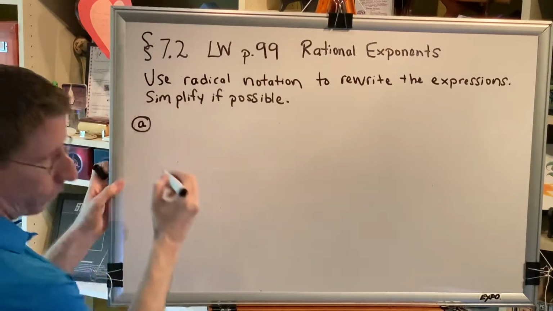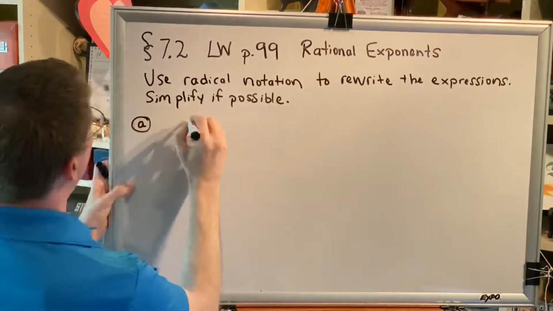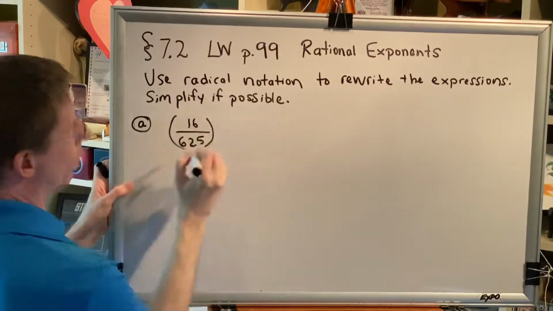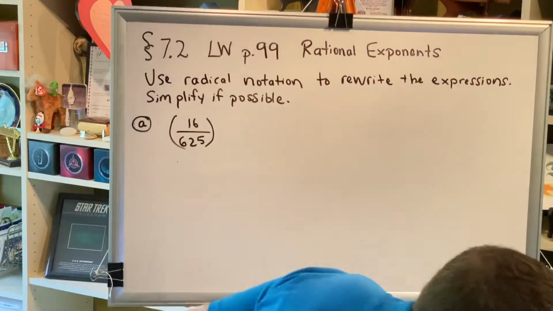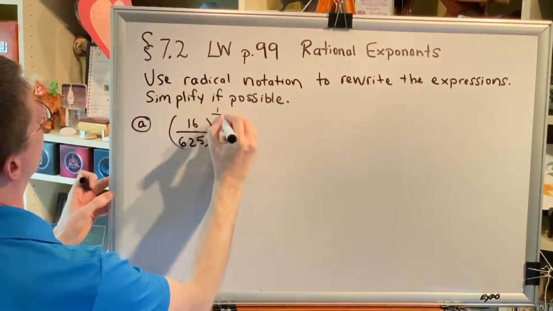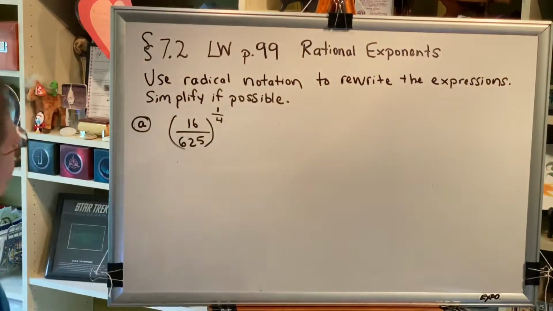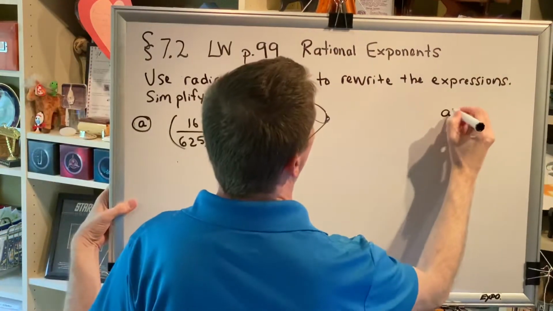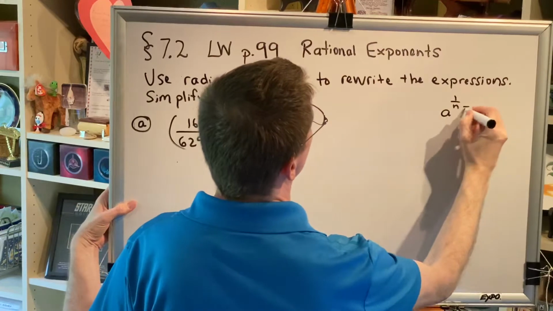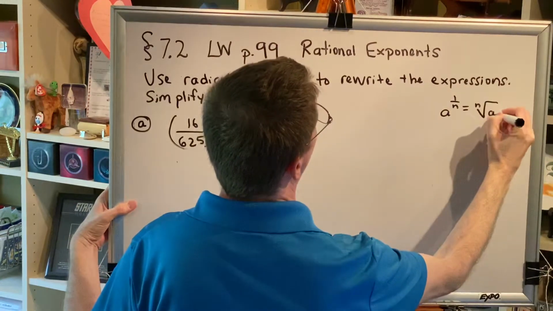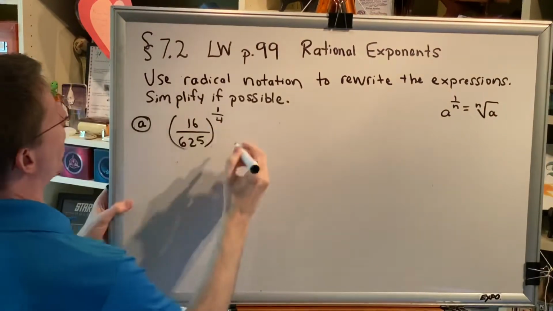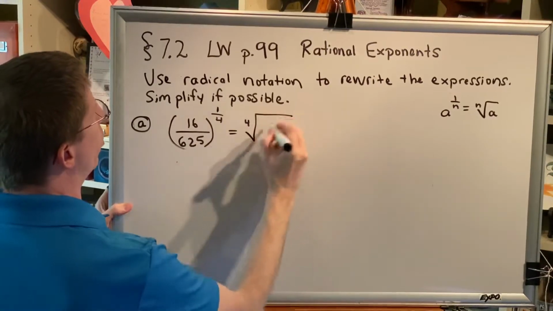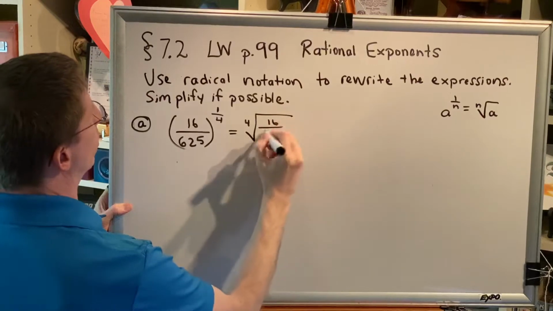Part A. 16 625ths raised to the 1/4 power. Okay, let's use our newly learned rule. A to the 1/n is the same thing as the nth root of A. Therefore, this fraction raised to the 1/4 is the same as the 4th root of this fraction.